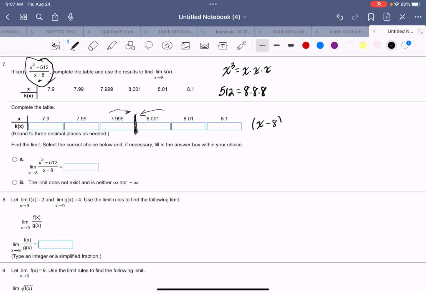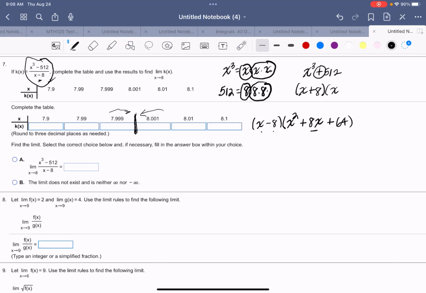x minus 8, which is one of these and one of these, and x squared plus 8x, that's one of each of these multiplied, plus 64. So here's where the x squared comes from, here's where the 64 comes from, and this term is always these two numbers multiplied. Now, if this was a plus, if it was x cubed plus 512, it would factor the same way, except the signs would be different.